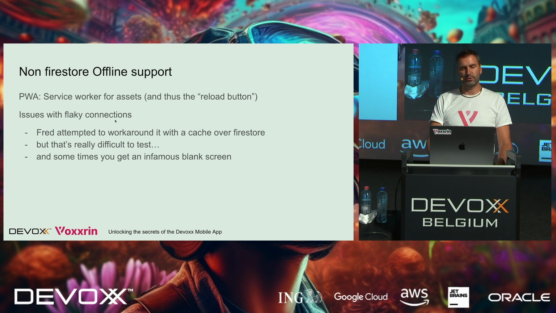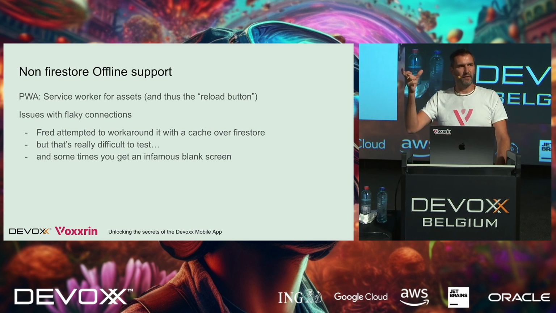And we also have issues with flaky connections when the connection is good, bad, not there, and so on. So Frederick attempted to work around the issues with flaky connections that he experienced before, and he tried to do that with a cache over Firestore.